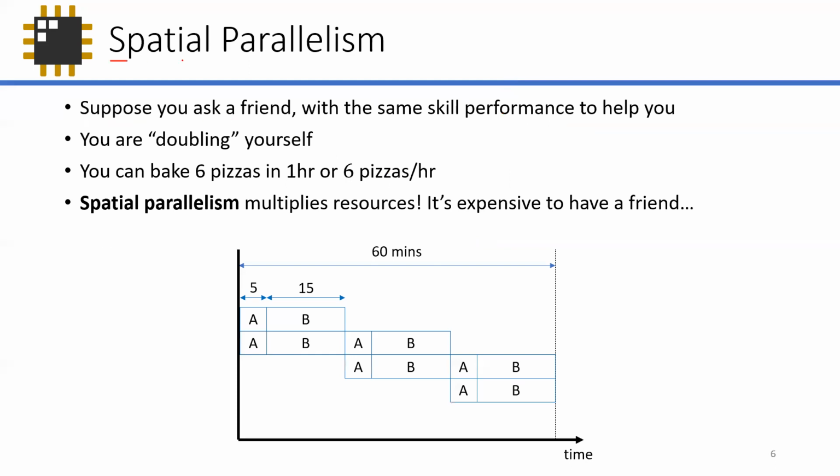Now, spatial parallelism is when you duplicate your resources. Suppose you ask a friend who has the same skill to help you. Technically, you're doubling yourself. If you do that, you'll be happy because you can make 6 pizzas in 1 hour. This is what you call spatial parallelism because you essentially have two of the same resources running in parallel.